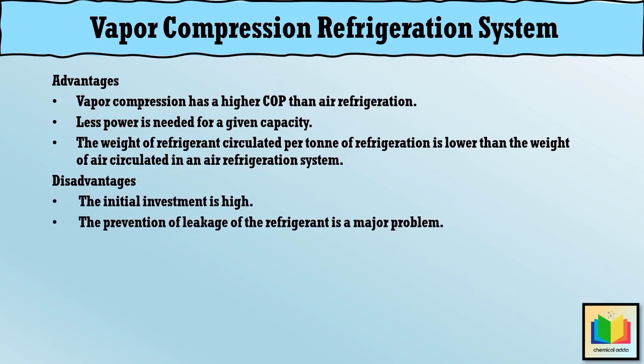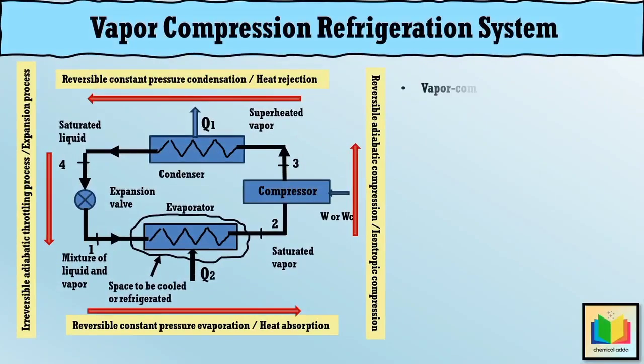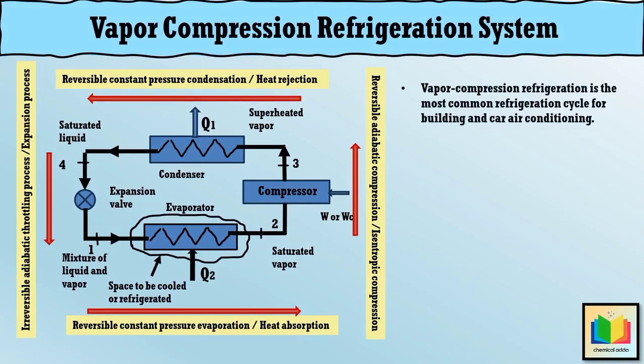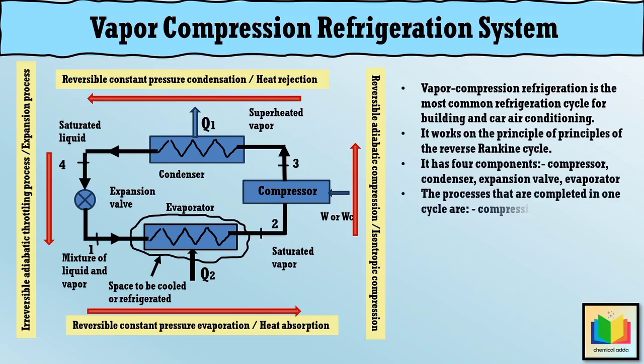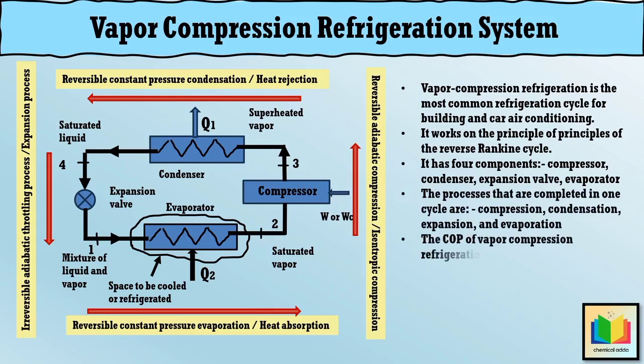So let's summarize this video. Vapor compression refrigeration is the most common refrigeration cycle for building and car air conditioning. Next point is, it works on the principles of the reverse Rankine cycle. Next, it has four components: compressor, condenser, expansion valve, and evaporator. Then the processes that are completed in one cycle are compression, condensation, expansion, and evaporation. Then last point is, the COP of vapor compression refrigeration system is COP is equal to H2 minus H1 divided by H3 minus H2.